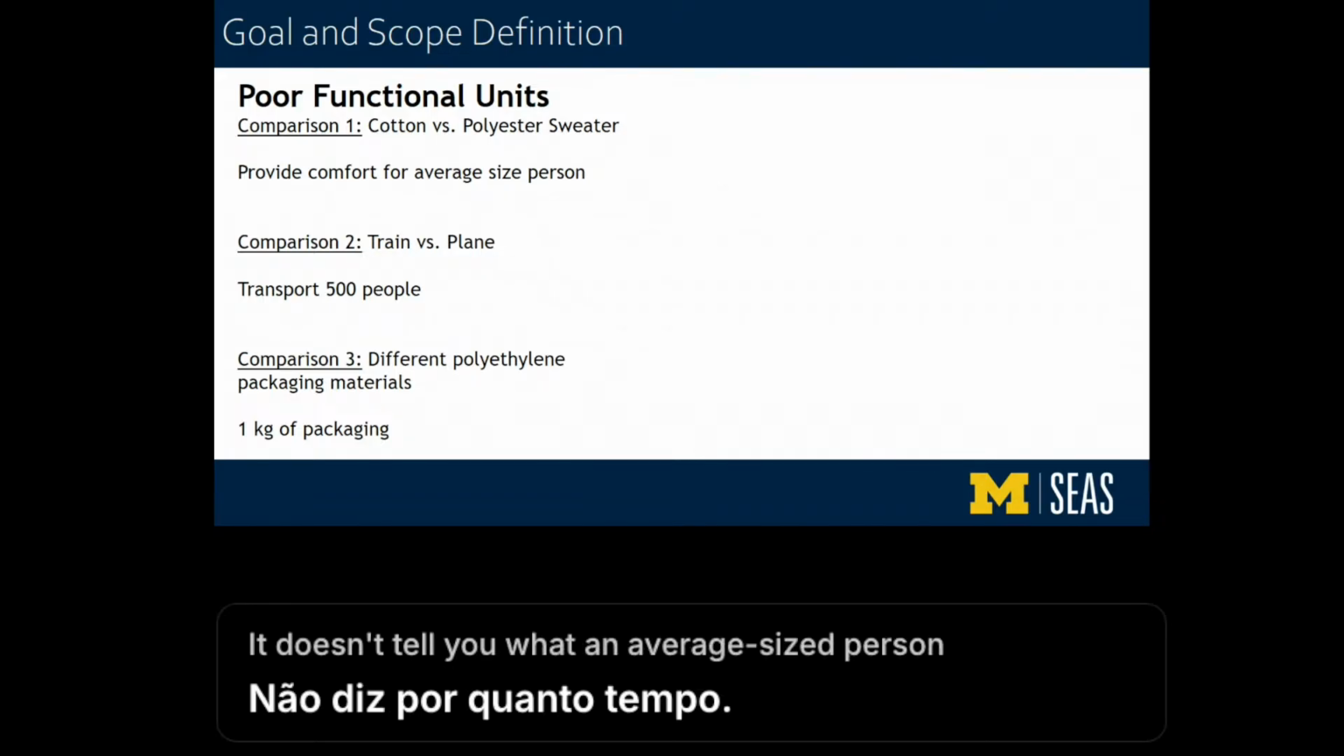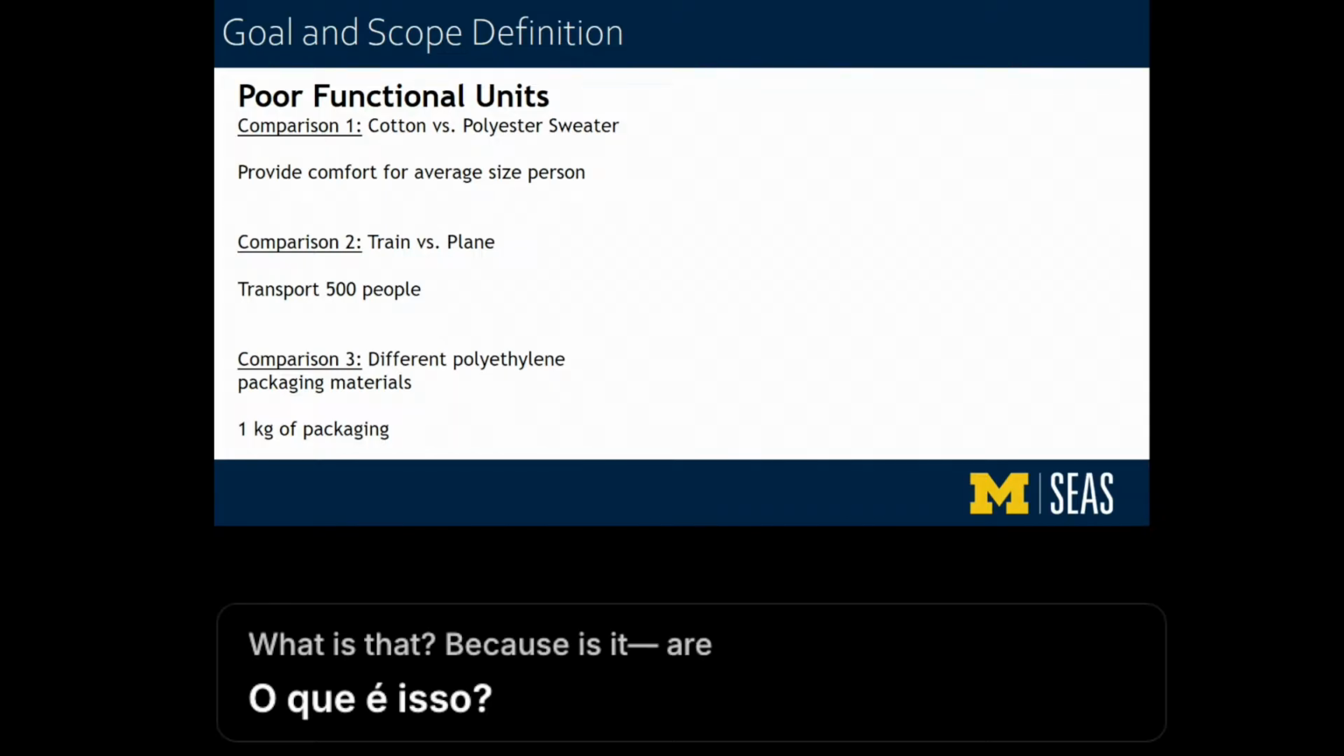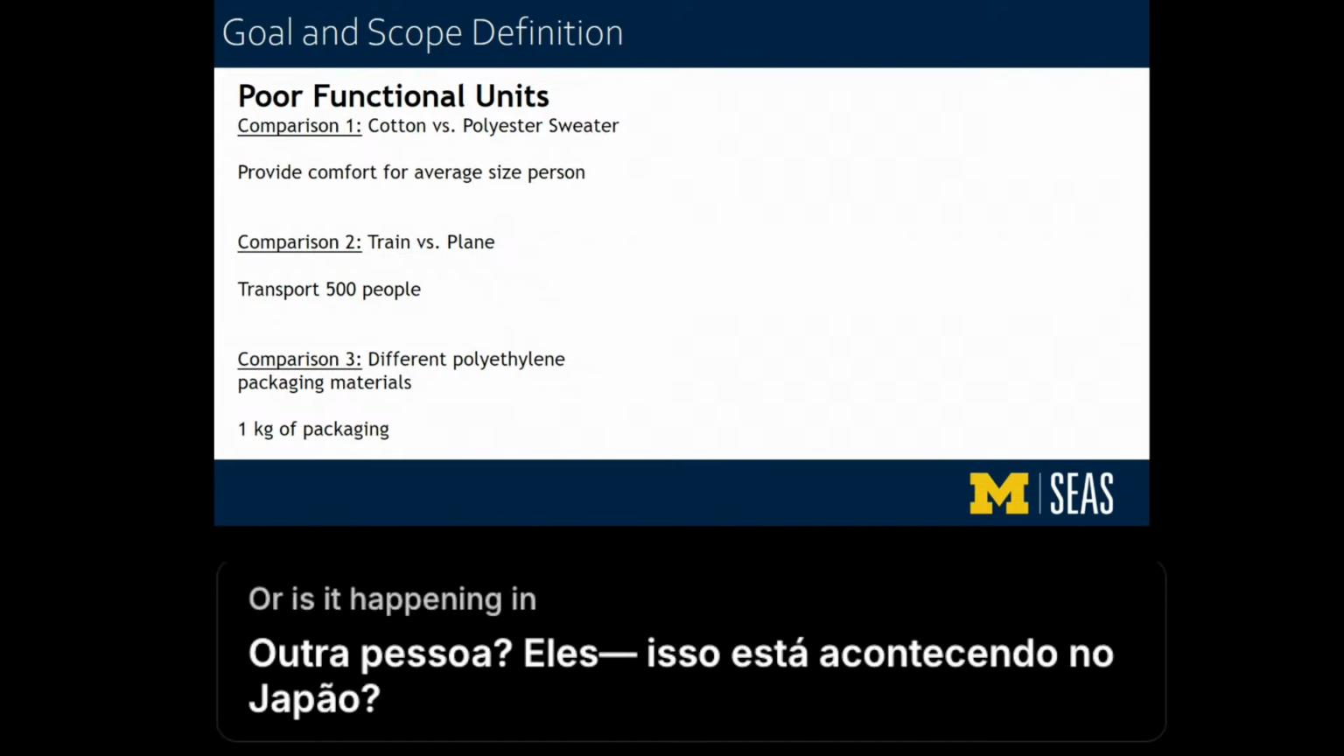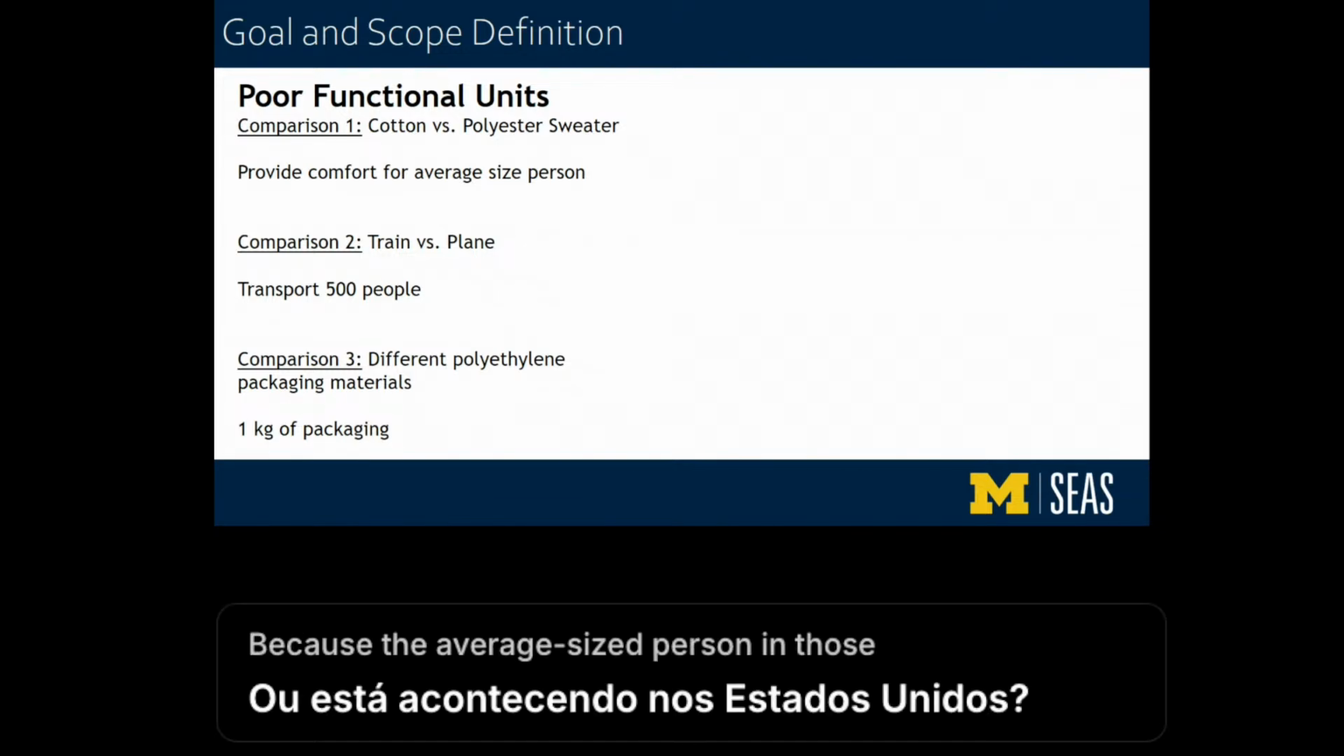What is that? Are they me? Are they someone else? Is this happening in Japan or is it happening in the United States? Because the average size person in those 2 countries can be very different, right?